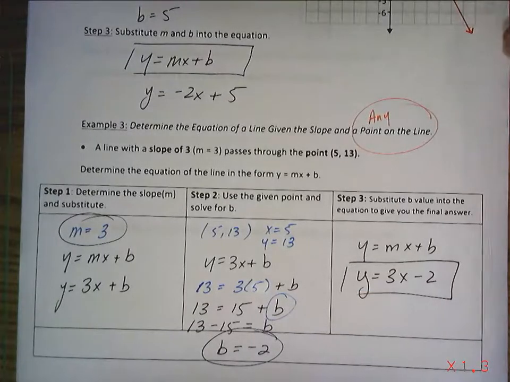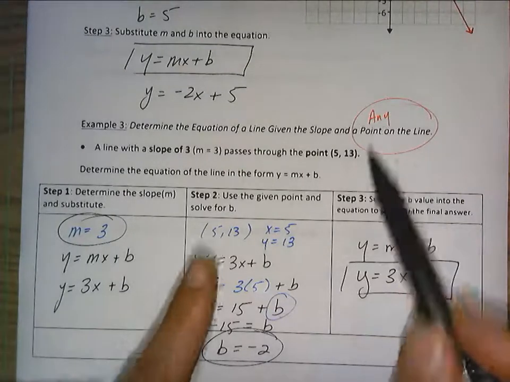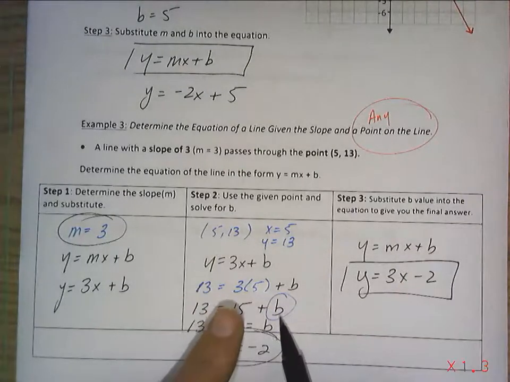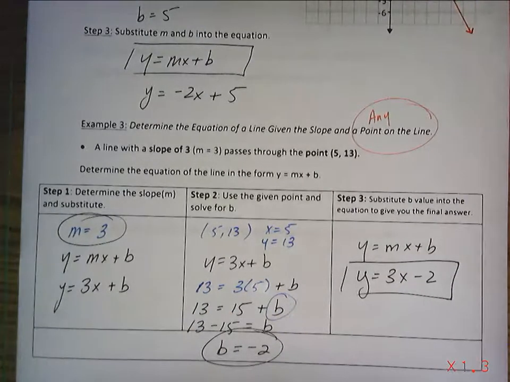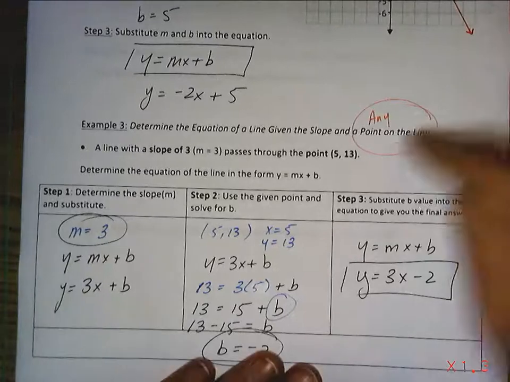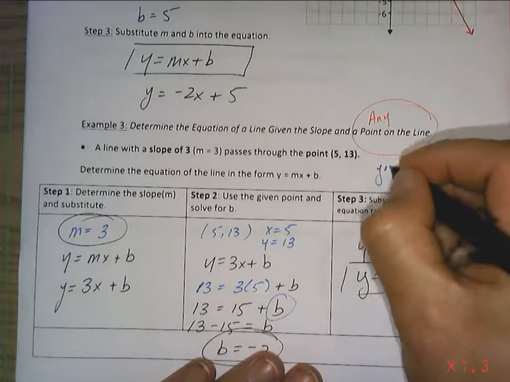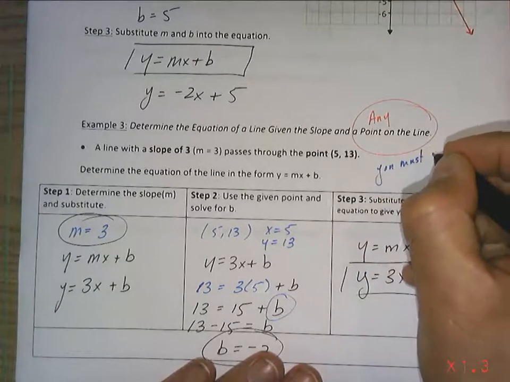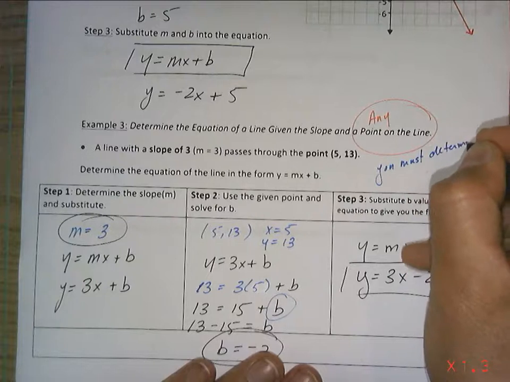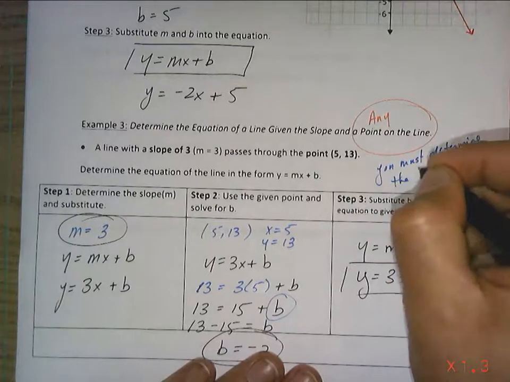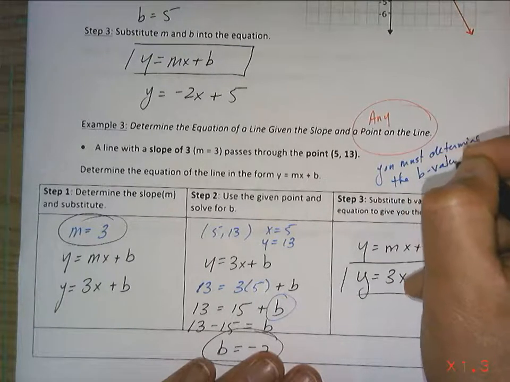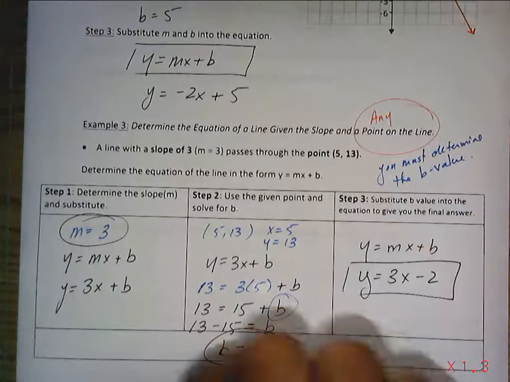If they just gave us the y-intercept, we just use it directly. But if they give us any point, we need to substitute it in and determine b. That's what makes the difference. So when it's any point on a line, you must determine the b value. Okay, I'm going to stop there and I'll come back on the next page.